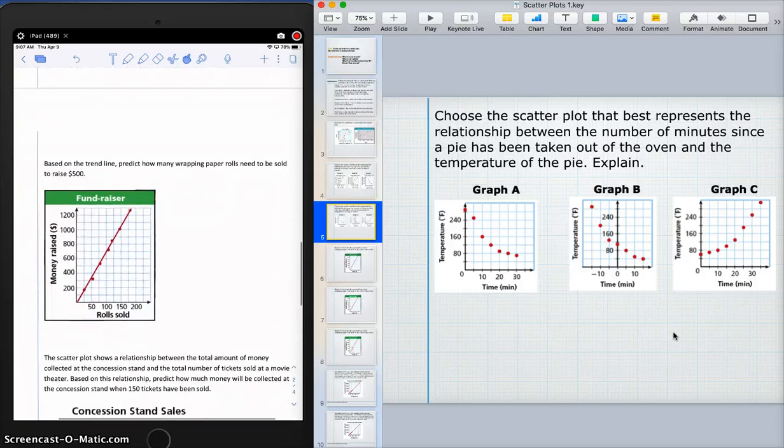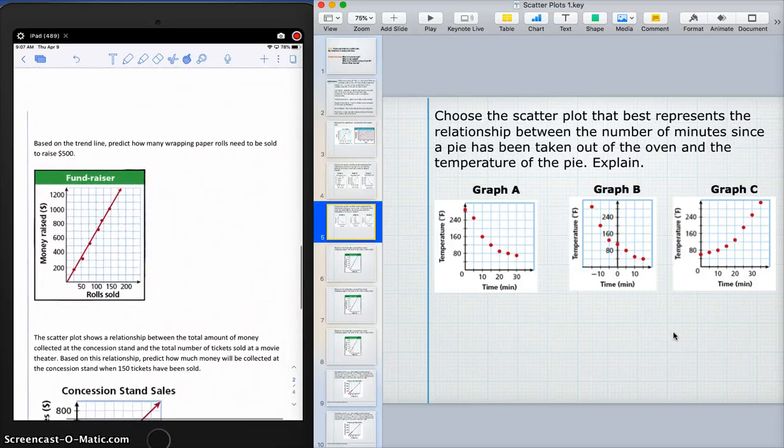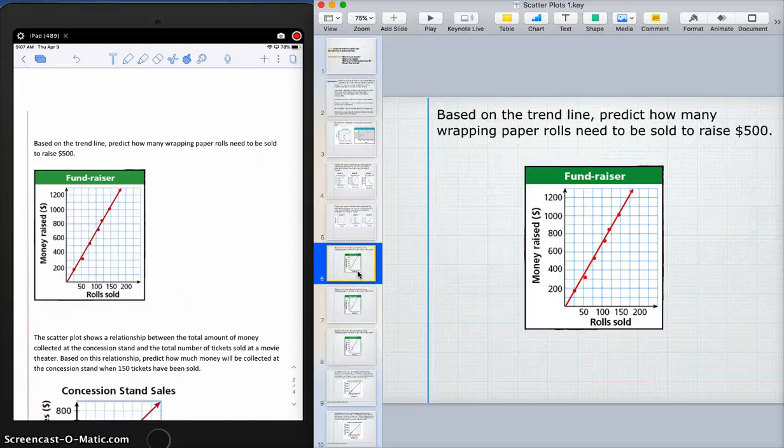We've got just a couple more examples here. Our next example: based on the trend line, predict how many wrapping paper rolls need to be sold to raise $500. So here you see money raised and rolls sold. So we want to raise $500, so we're going to look at the money raised part and find where $500 would be.